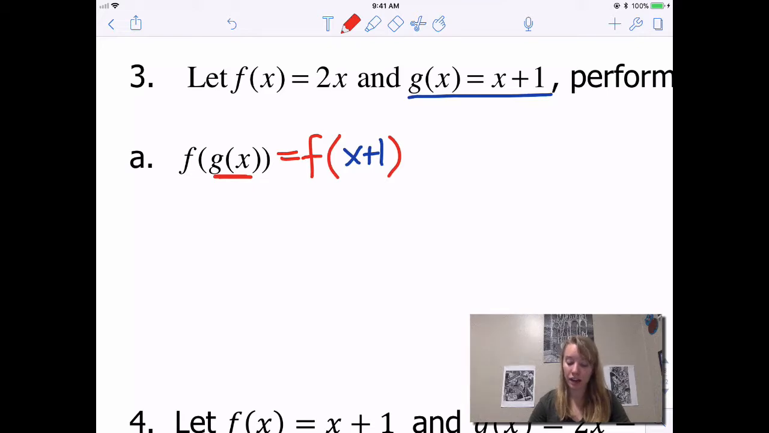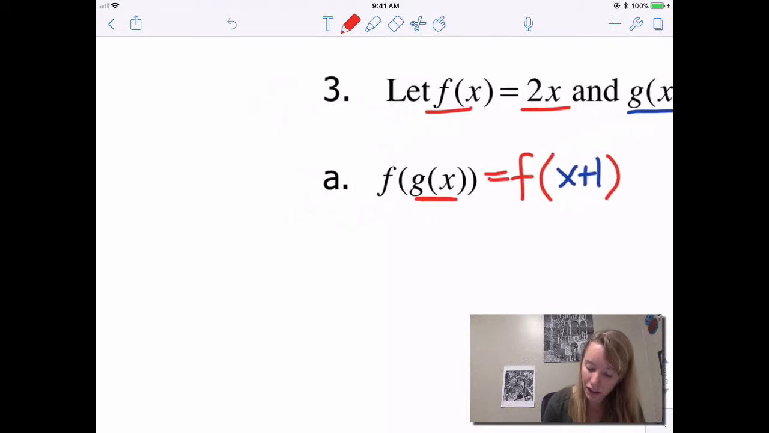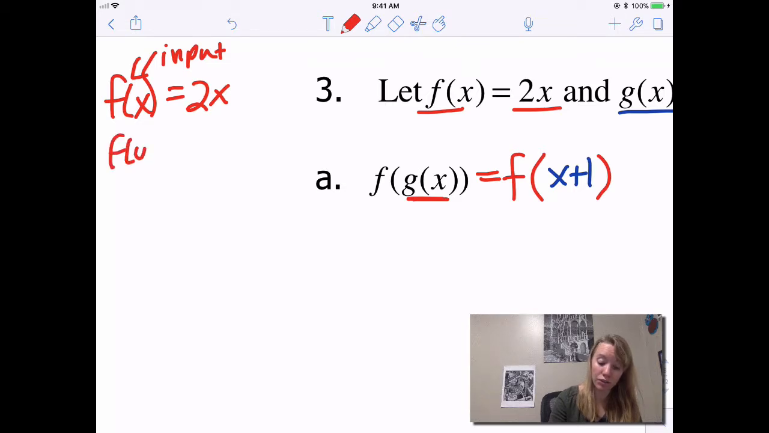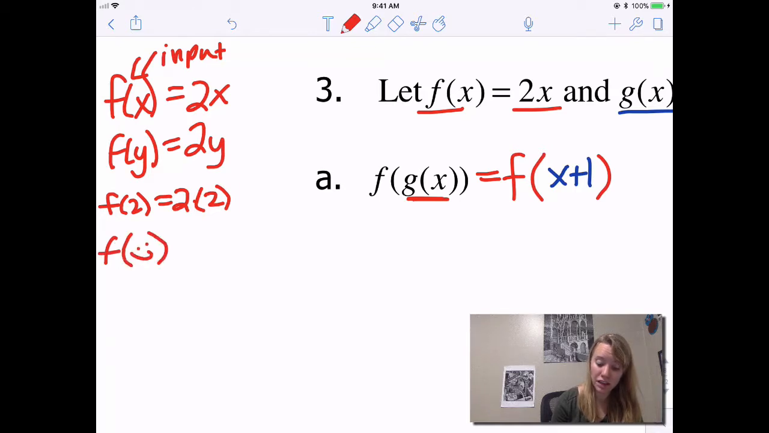And then I've got to think, f of x is 2x. If I do a little side work here, I can replace x with anything that I want, because remember that this just means the input. So if I change this to f of y, this would become 2y. If I change this to f of 2, this would be 2 times 2. If I change this to f of smiley face, this is 2 smiley face. So I can plug in anything I want for x.